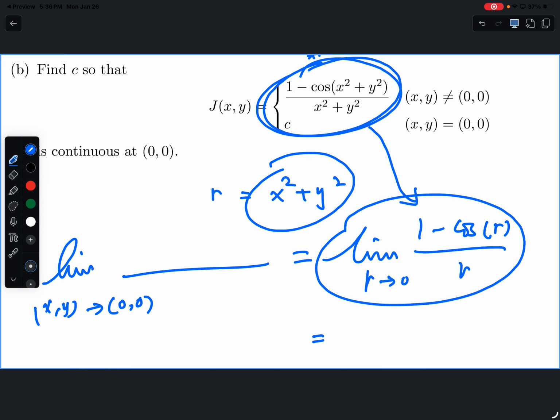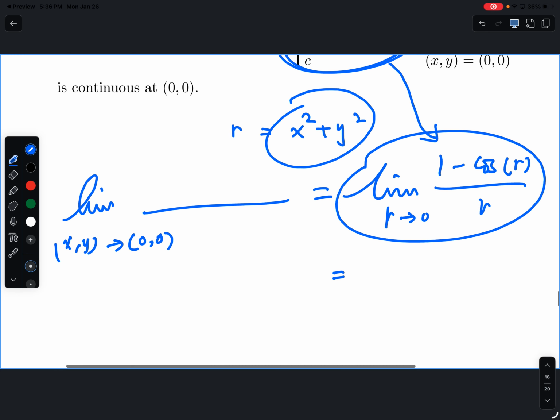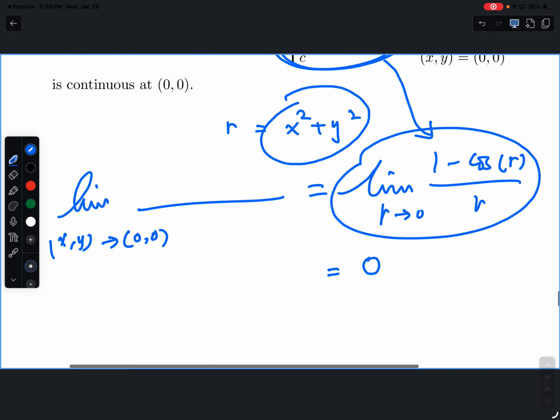And I think you know from Calc 1 that this limit should be equal to, or you can use L'Hopital if you want. I think this should be equal to 0. The derivative of 1 is 0, cosine becomes negative sine, so this is sine, and the derivative of r is 1. If you apply r goes to 0, sine of 0 is 0. So it is 0, you can use L'Hopital's.